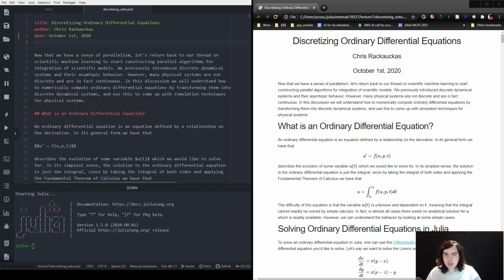So we have a sense of parallelism, right? We understand how we can do fast serial code and parallelize over the parameters of a system. Now let's move to this continuous case, which can be a lot more computationally intensive and have a lot more features, or a much bigger space of methods to explore.